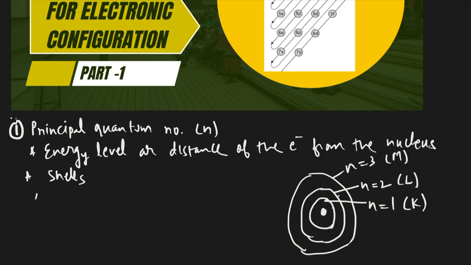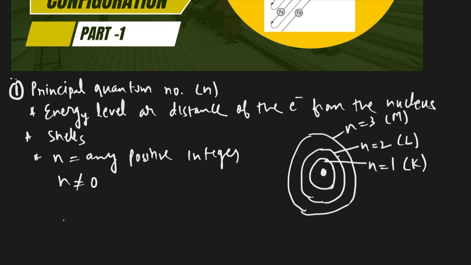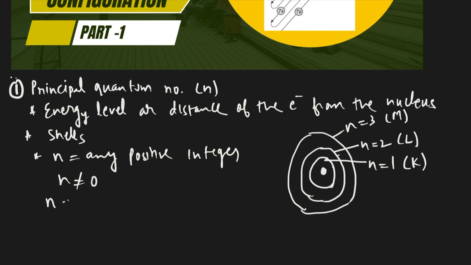So N can have any positive integer value. N cannot have a zero value. It starts with 1, 2, 3, 4, so on. 1, 2, 3, 4, any value. So this is the K shell, L shell, M shell, N shell.